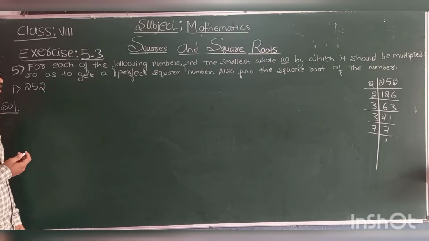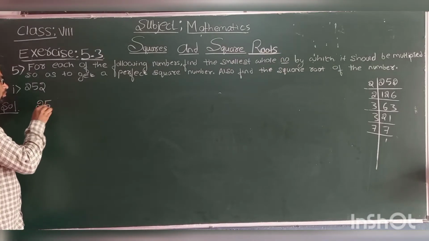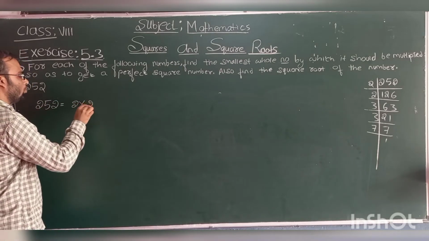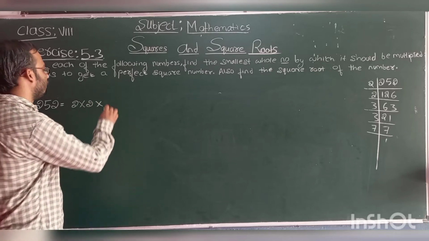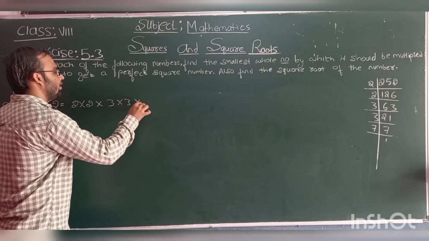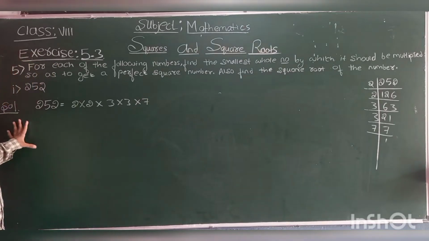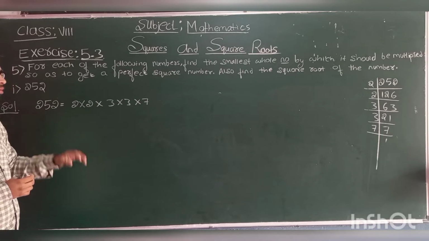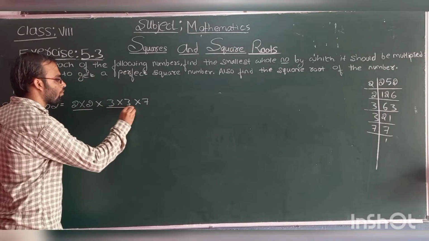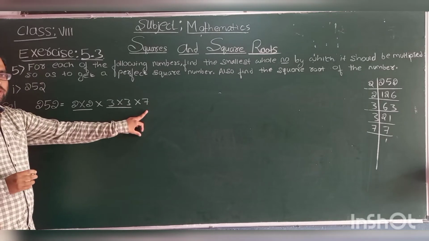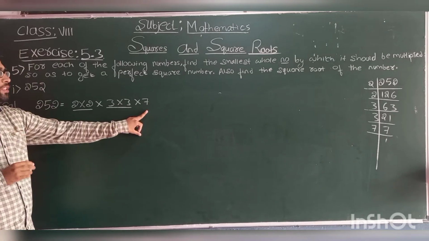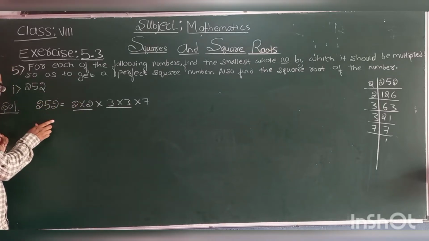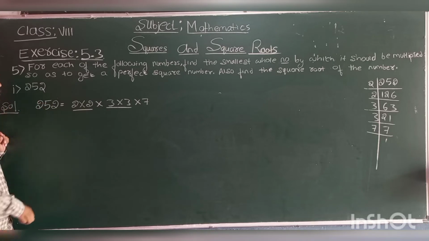Students, now we'll write the factors of 252. That is 2 times 2, 2 times 3, and 1 time 7. Students, now what we have done? We have written the factors of 252. So next we need to start pairing. Students, look at here. 7 is not in pair. So when we multiply 7 to this number, that is 252, we will get a perfect square.